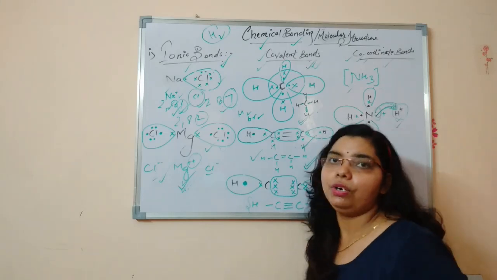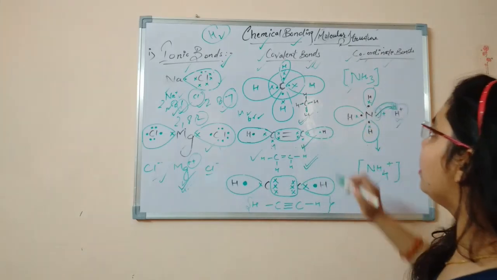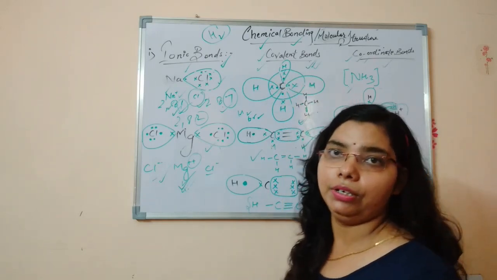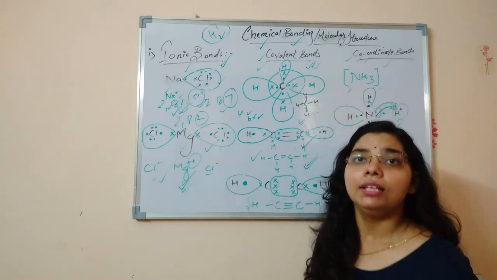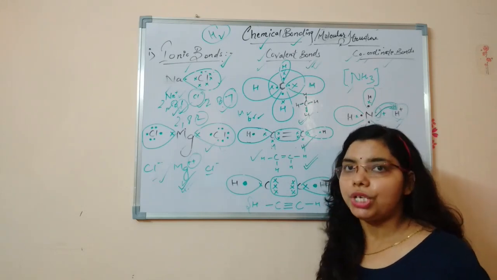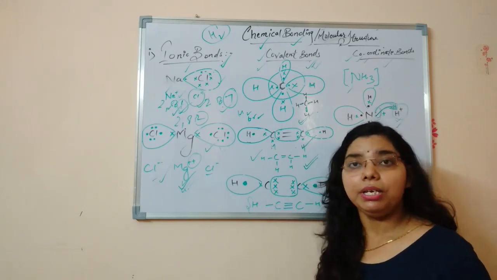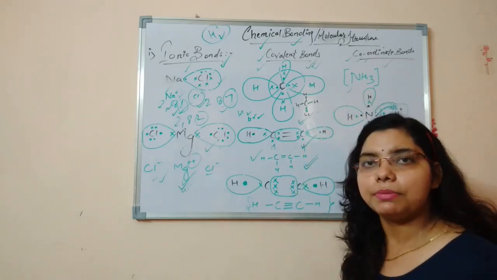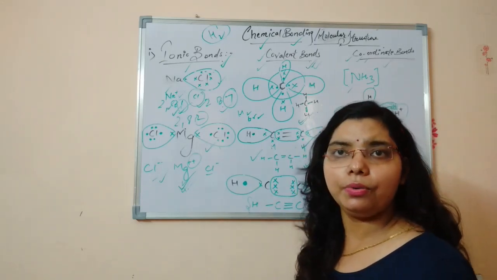So let's continue with the covalent bond. There is a difference between ionic and covalent. Covalent is formed by sharing. There is no positive or negative, there is only sharing. There is no charge. Sharing means both atoms participate equally and share electrons equally with each other.